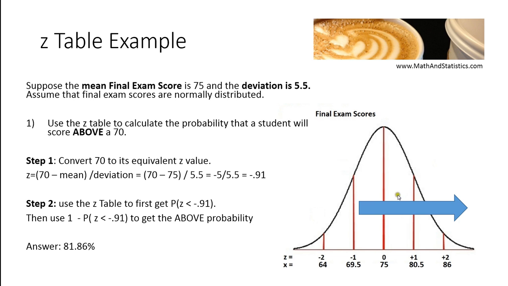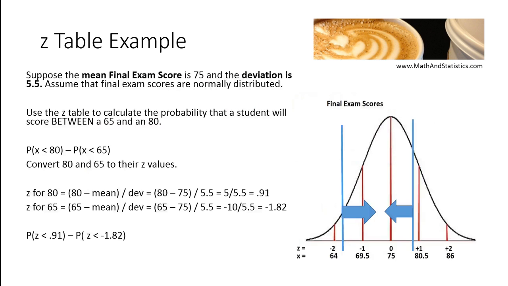We know from the empirical rule that we have nearly 68% of the data here, another 13 and change here, and another 2% here. So that actually looks right. From here onward is a significant percentage of the data. And in fact, it's about 81.86% of the data.